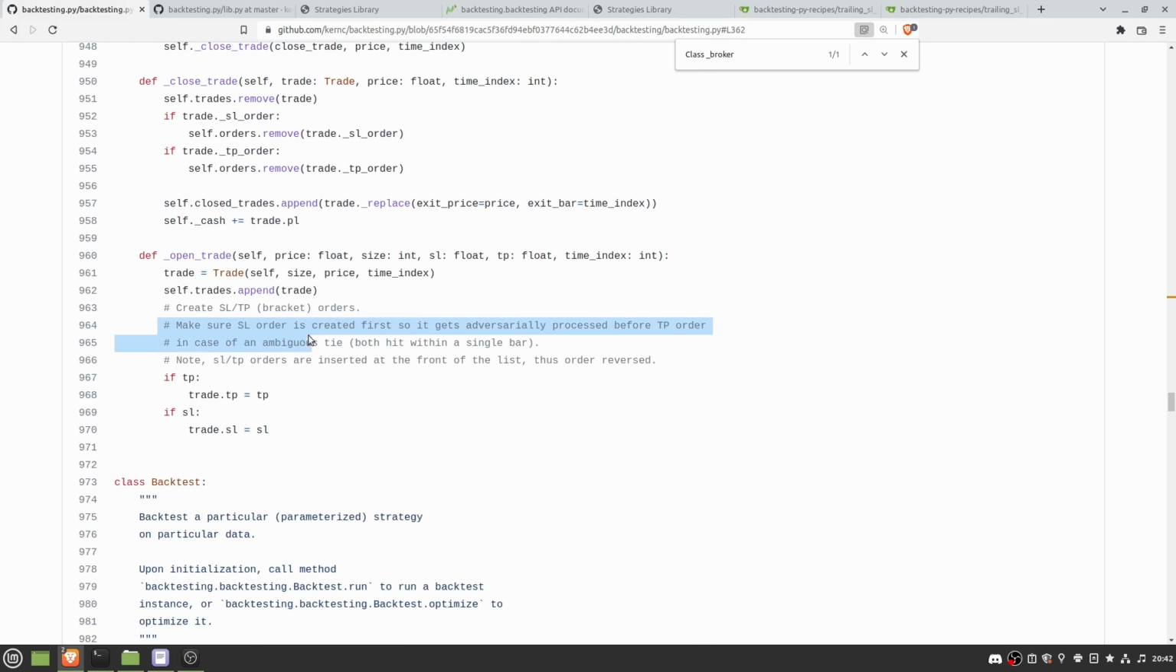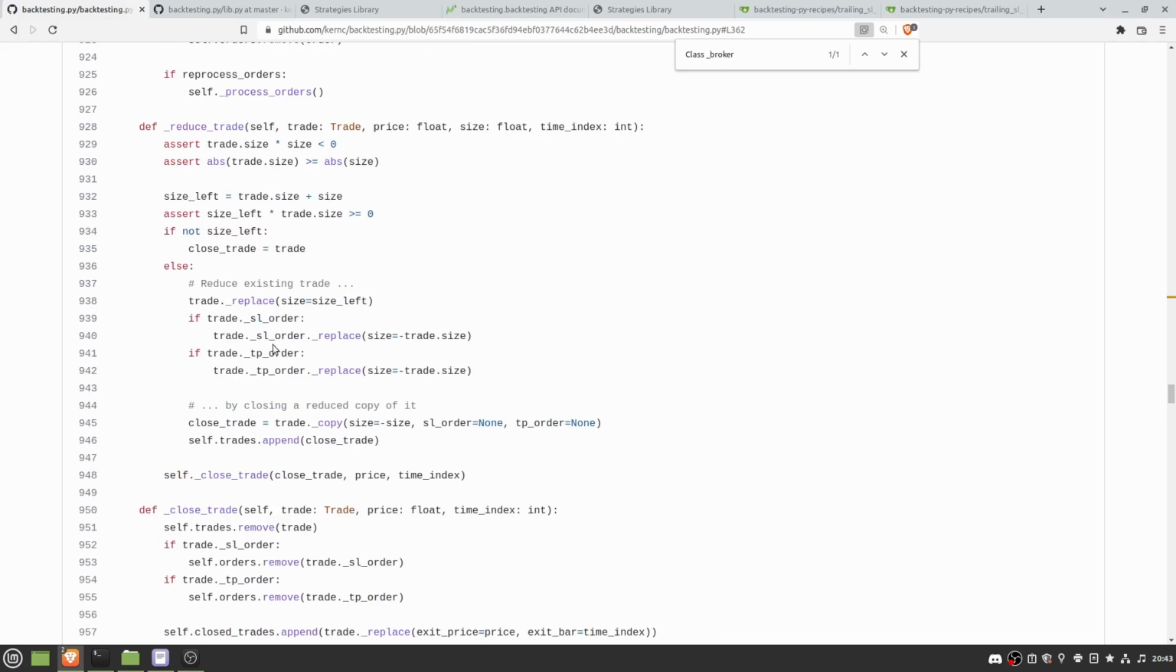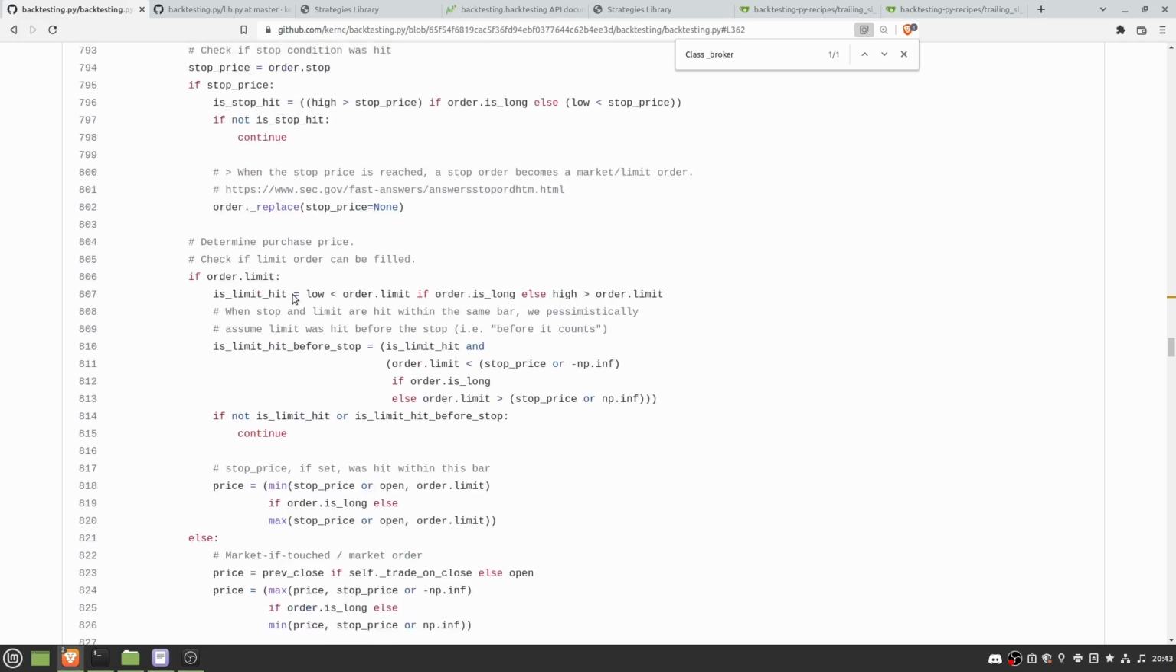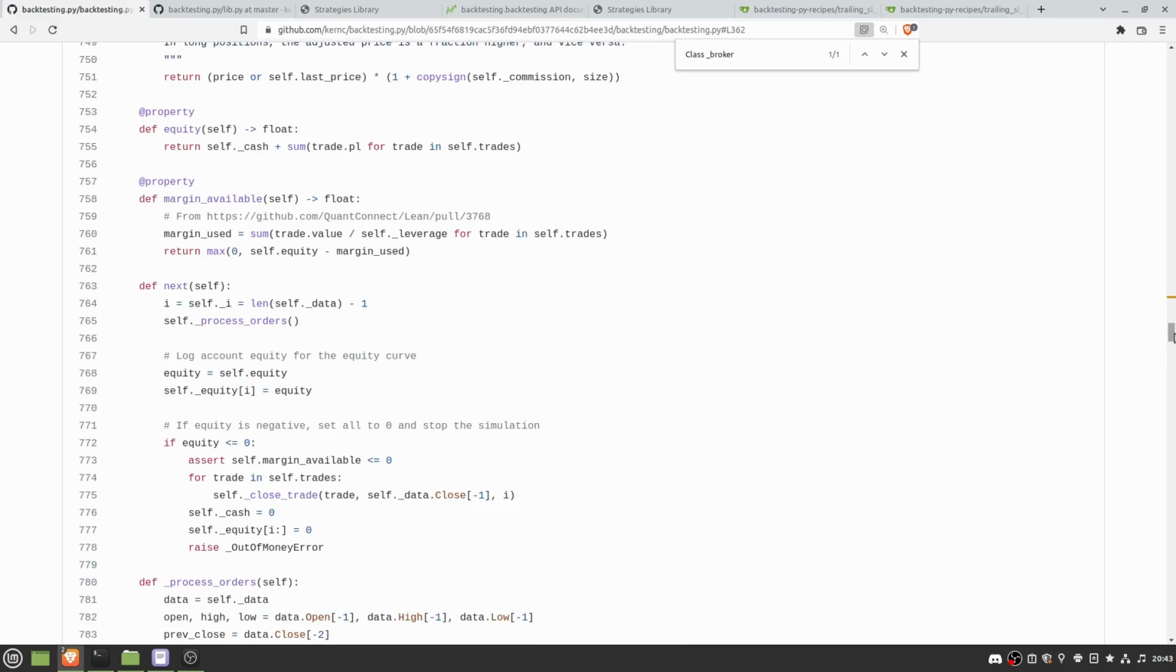You can see this, for example. So make sure the stop loss order is created first so that it gets adversarially processed before the take profit order in case of an ambiguous tie. So even if you can't read the code necessarily and follow the logic of it, you can read some of the comments in here that the author's written to make a bit more sense about how exactly things are going to get executed. And if you really want to understand backtesting.py, I really super recommend just reading through this file.